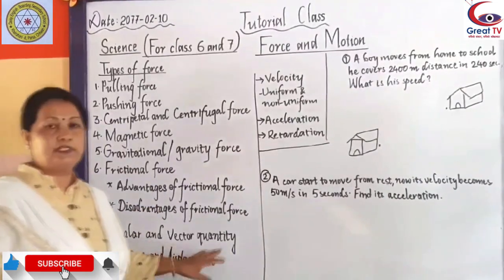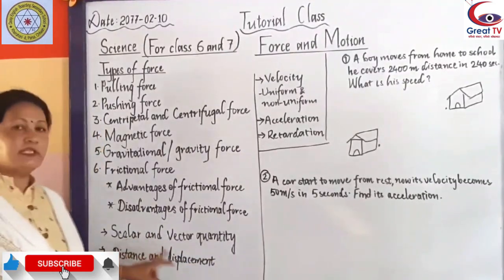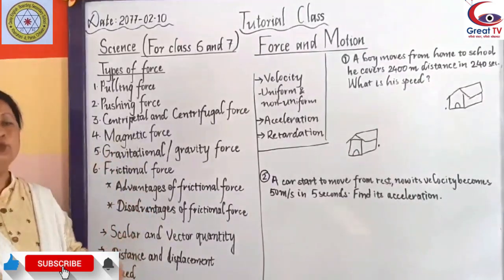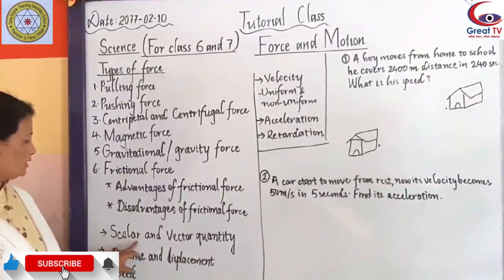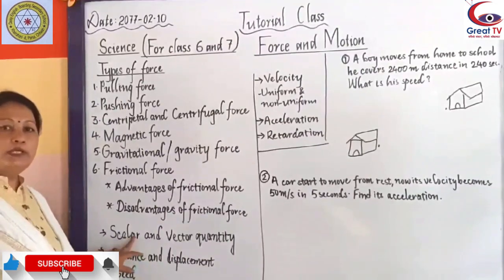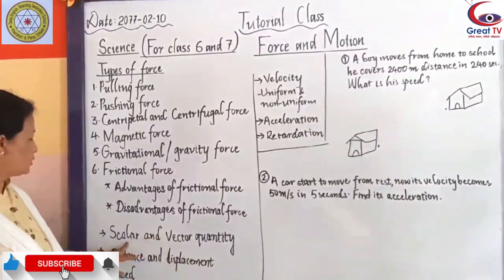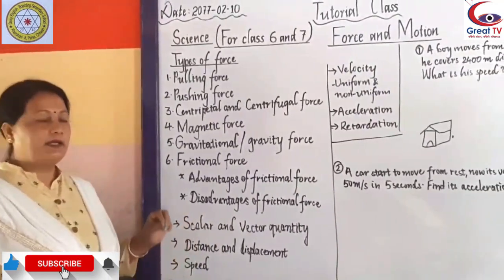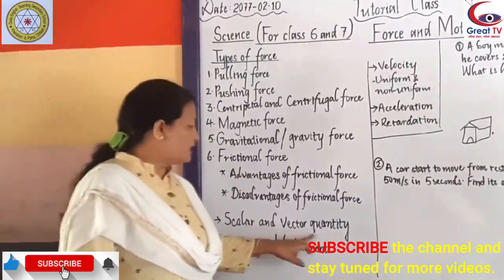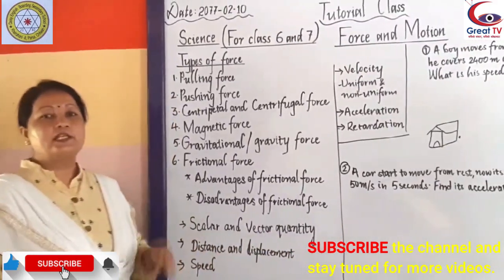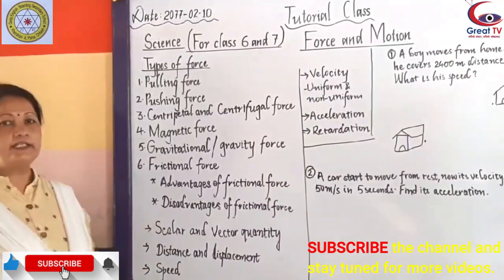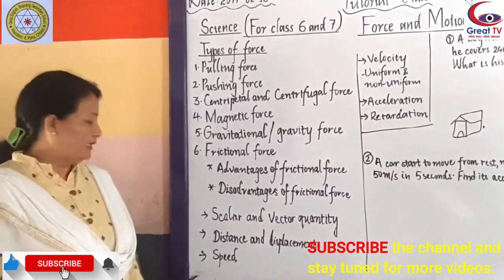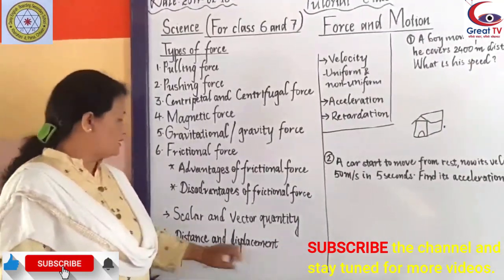Now, scalar and vector quantity. Those quantities which have magnitude, that means value only, not direction, are called scalar quantities. For example, distance and speed are scalar quantities. A vector quantity is a quantity which has both magnitude and direction. For example, velocity and displacement.